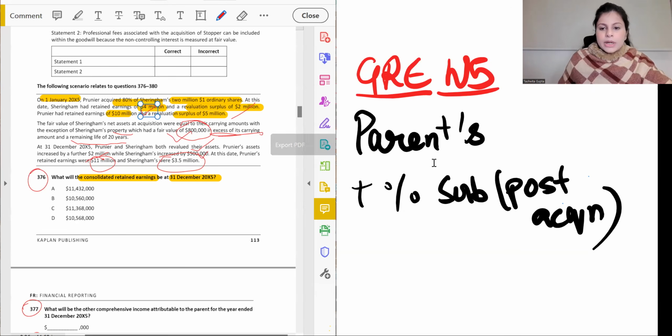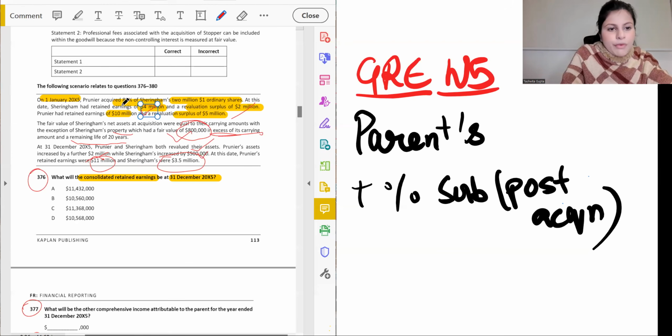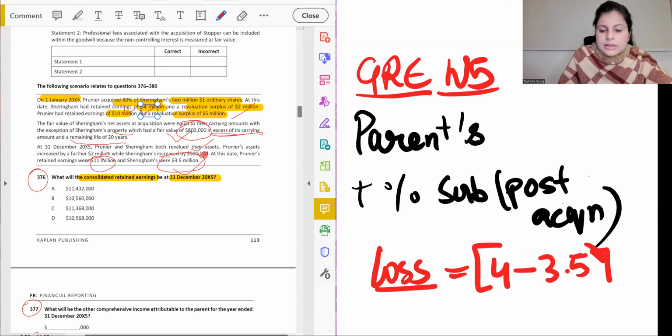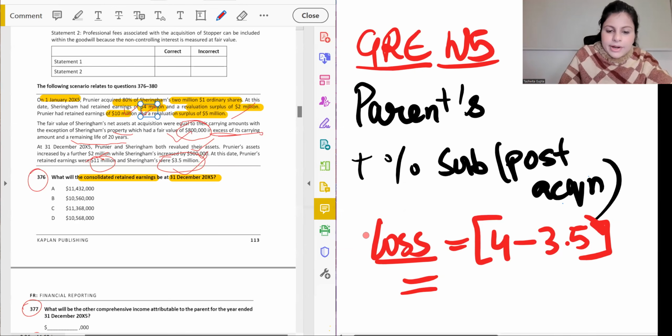So I'll simply say what is the post acquisition movement. Post acquisition movement is from 4 million, the retained earnings have decreased to 3.5. So what's the loss during the year? From 4 million, the retained earnings have reduced to 3.5. So what's the loss? Yes. What is the loss? 500 is the loss. Loss is 500.